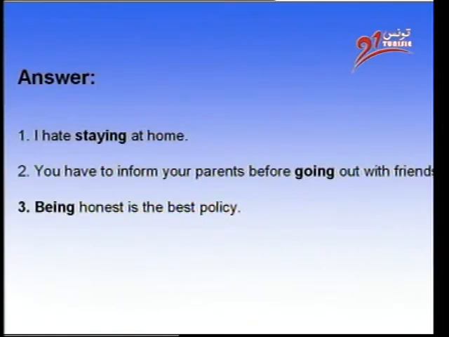Now here is the answer. I hate staying at home. You have to inform your parents before going out with friends. Being honest is the best policy.